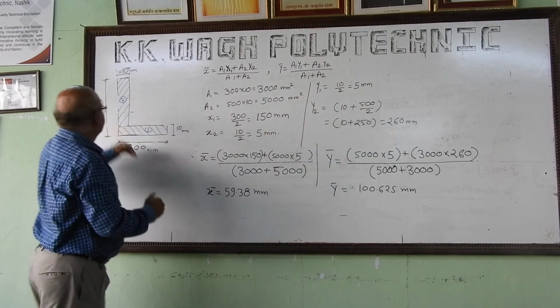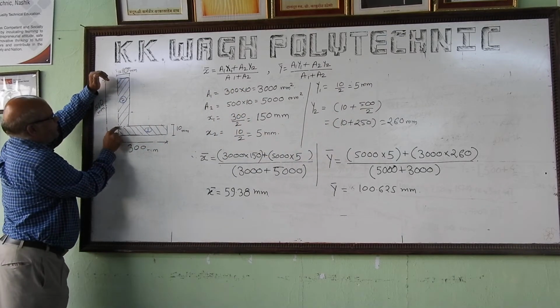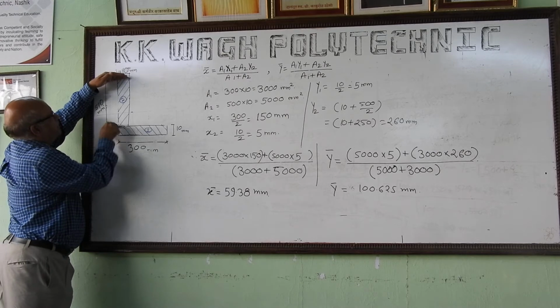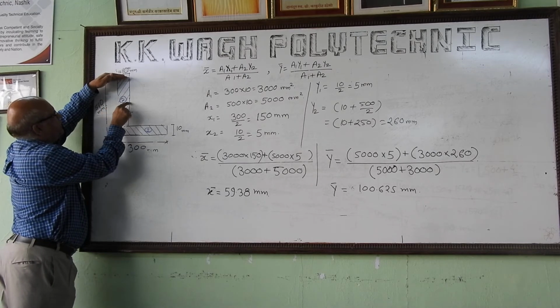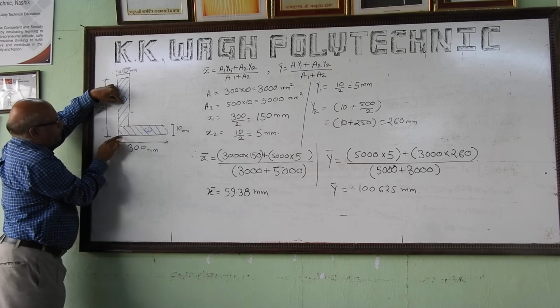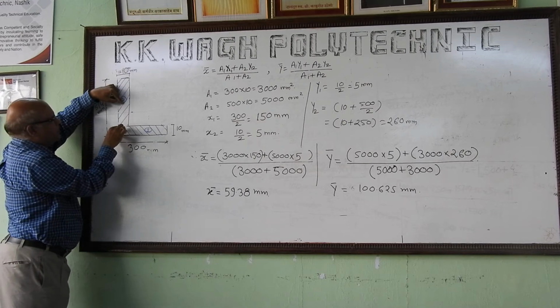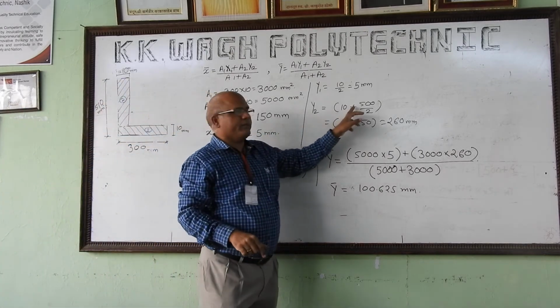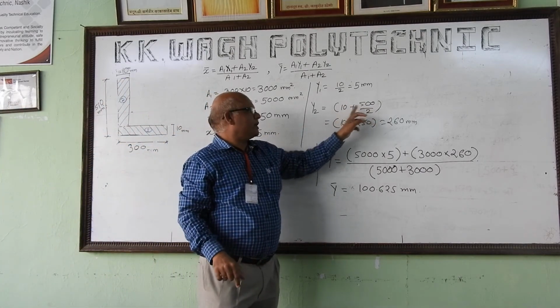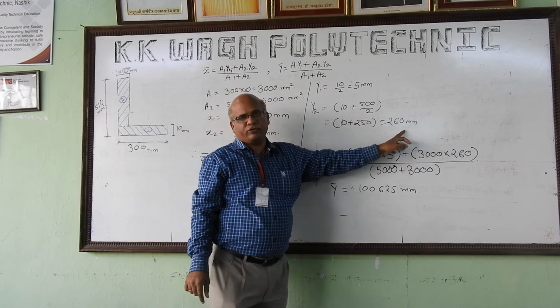Y2, center of this figure, the second figure starts from here to here. This height is 500. So from here it will be 500 by 2, 250. But I want from this point, so this 10 will be added to it, 10 plus 250. So accordingly 10 plus 500 by 2. So 10 plus 250 it comes out to be 260.